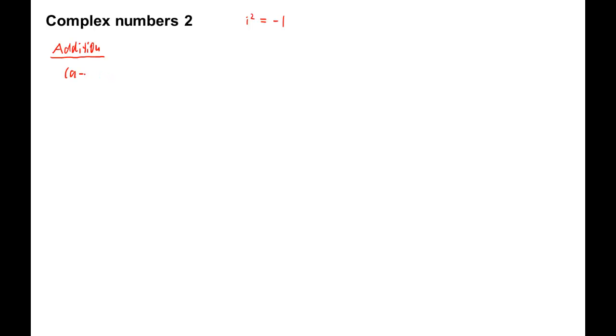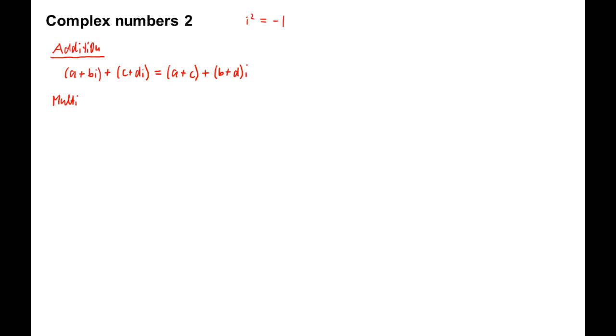Two numbers, a plus bi and c plus di, can be added just by adding their real parts, a plus c, to give the real part of the result, plus adding their imaginary parts, b plus d, to give the imaginary part of the result.